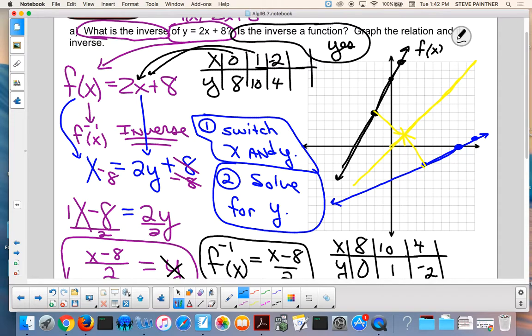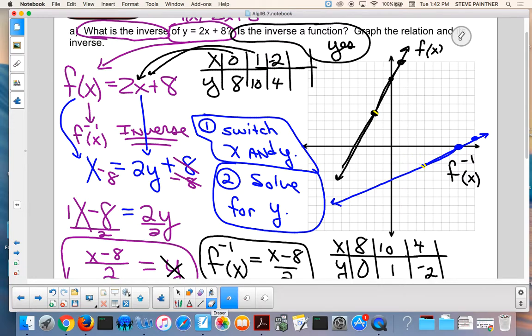Oh, I suppose I should do this. Label this function f of x to the -1, because that's the inverse function. Because I won't know which is which. I want you to tell me, this is the function, this is the inverse function. The yellow line does not need to be there. I'm just doing that to show you the reflection line. This is just me drawing the reflection line. Okay?